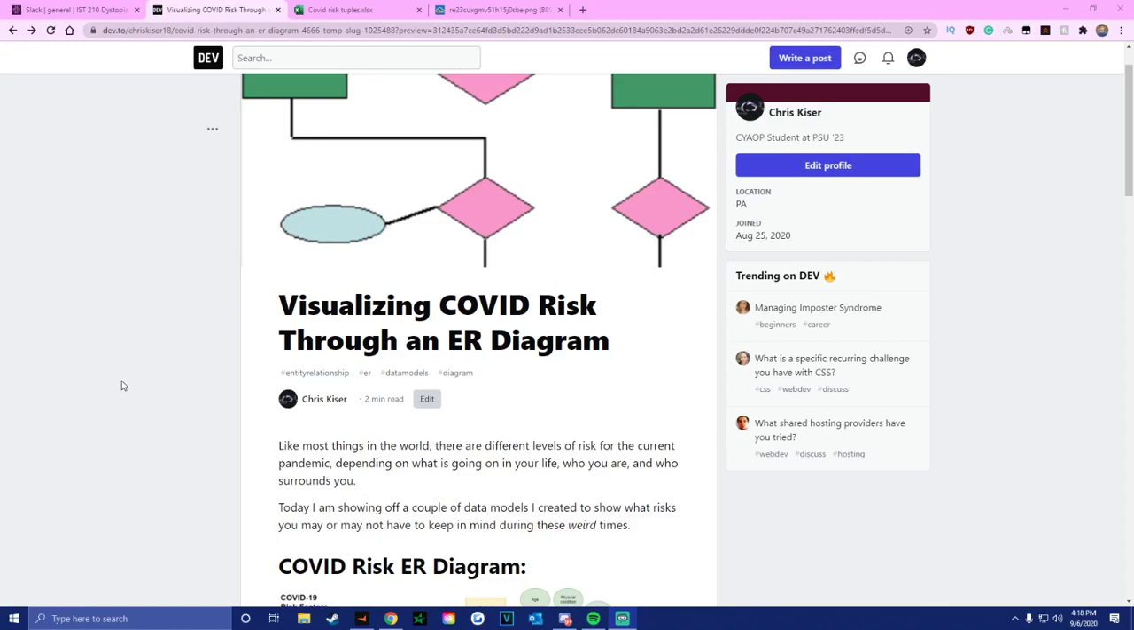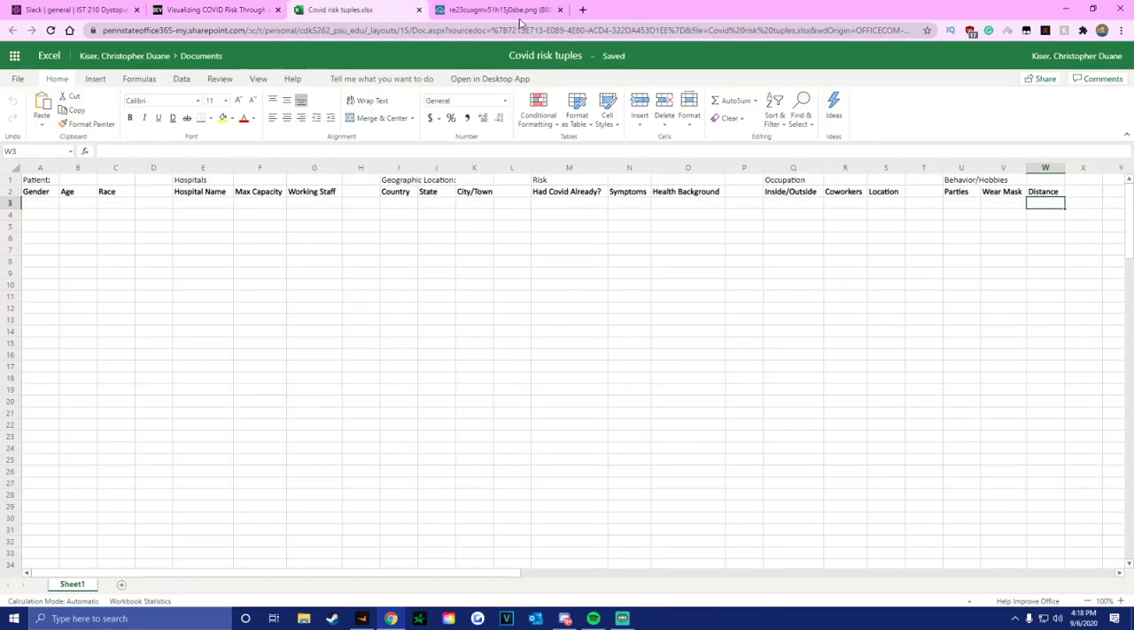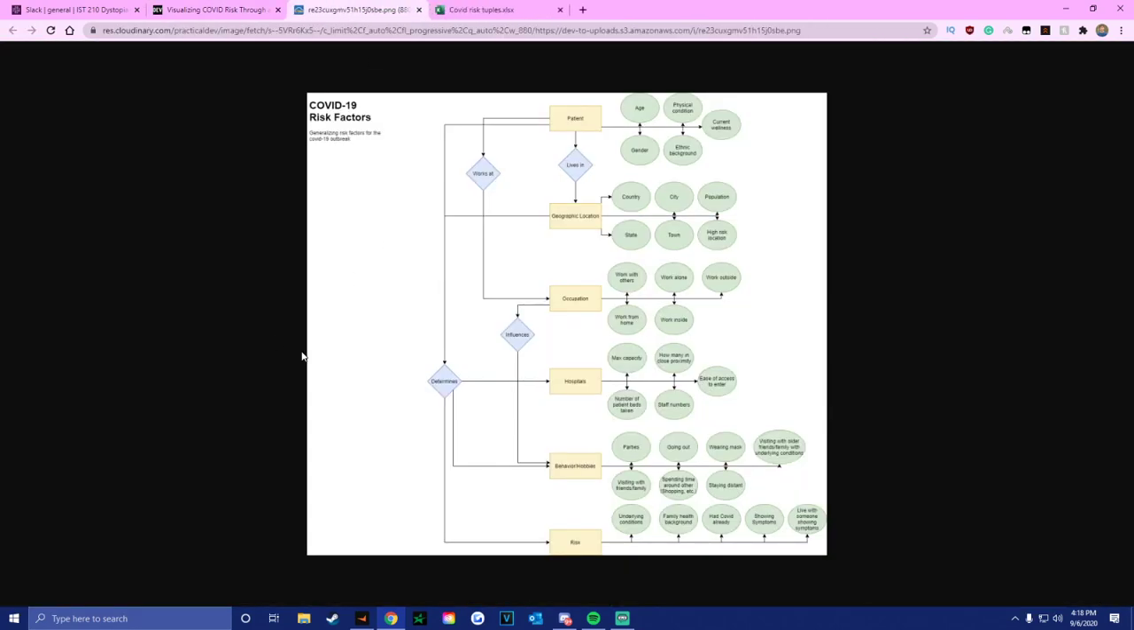Welcome back. It's Chris, and today my topic of the day is visualizing COVID risk through an ER diagram. Now, I made the ER diagram, it's over here, and I was pretty much visualizing a flow chart at first. I kind of wanted to work toward a flow chart, which is similar, I guess, in a way, but I couldn't make the flow chart because there's too many different things, and I just decided to do it this way because it's the most default way to do it.